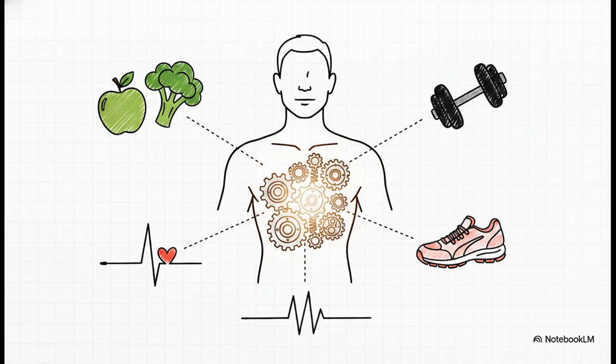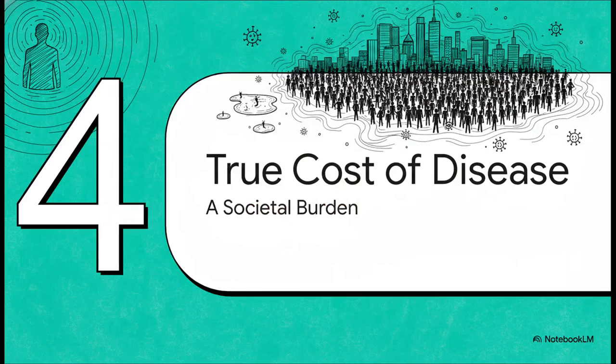We're talking rigorous management of diet, a real commitment to active exercise, and understanding our own biology, like how hormones such as insulin and glucagon regulate our blood sugar. Both pathogenic and physiological diseases take serious discipline to manage. They're just applied in completely different directions. And that brings us to Section 4, the true cost of disease: a societal burden.